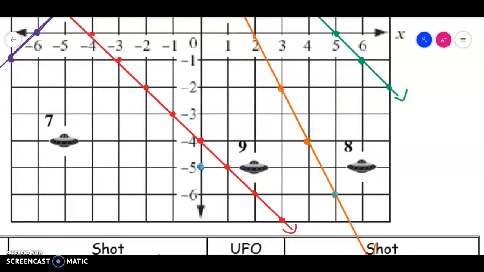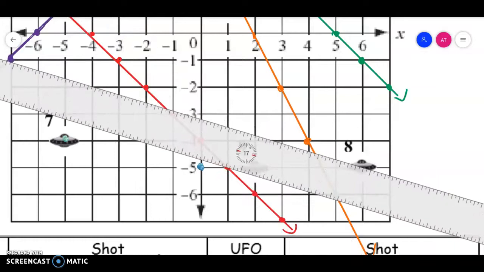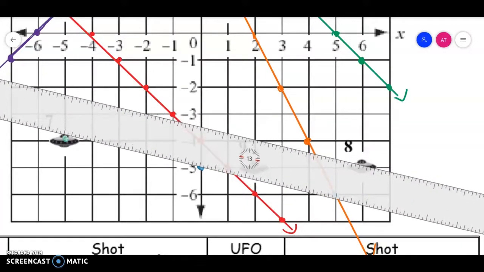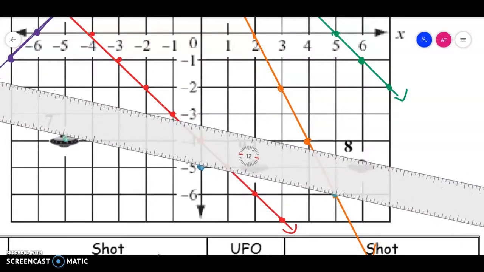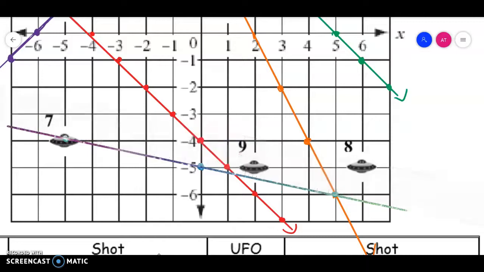So that's as far as I can go because look, I can't go down 1 and over 5 anymore. So starting back here, I'm going to go up 1 and to the left 5. 1, 2, 3, 4, 5. It's going to hit my UFO 7. And again, I can't go up and over again. So what I'm going to do is take my ruler out and line it up perfectly. And then I'm going to draw my beautiful colorful line and draw my arrows at the end.